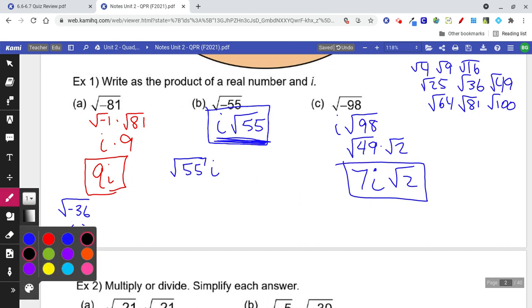So another example of that, if I gave you the square root of -50, we'd know there's an i, and the 50 can break down into 25 times 2. So that would be 5i times the square root of 2.